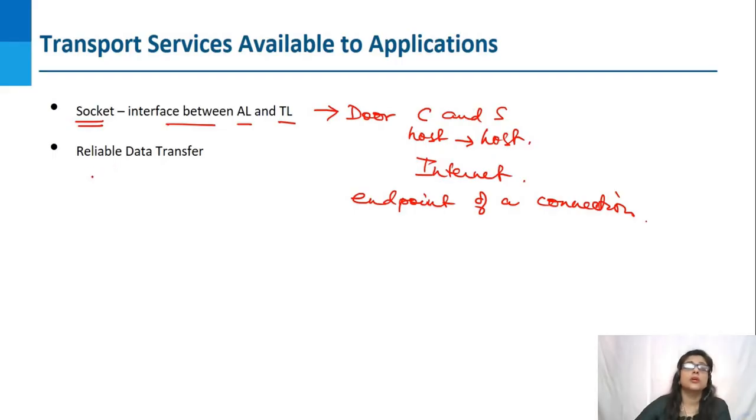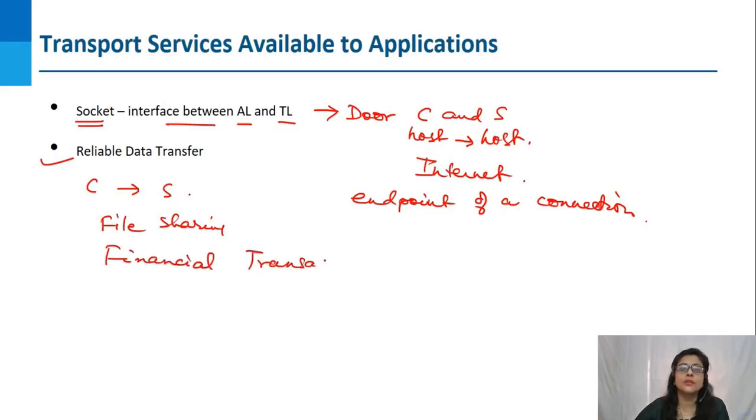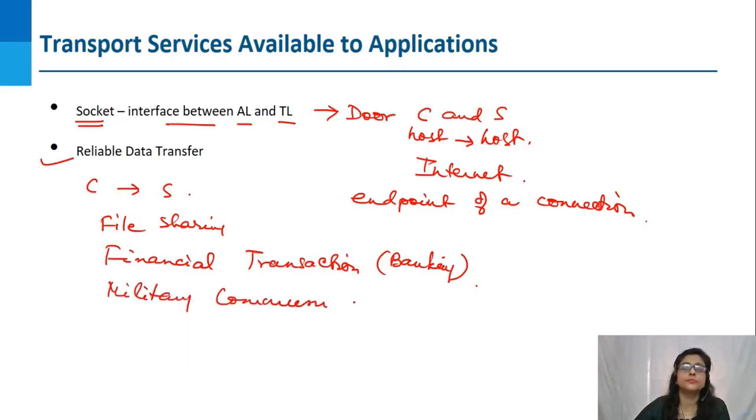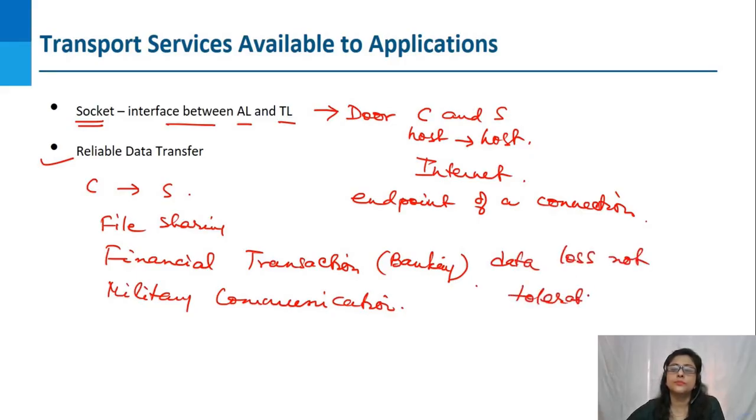Now, another very important service available to applications is reliable data transfer. Whenever data is transferred between the client and the server, the reliability is of utmost importance. There are certain applications like file sharing or financial transactions, mainly for banking purposes, or military communication, where data loss is not at all tolerable. So in these cases, reliability of data transfer is very important.